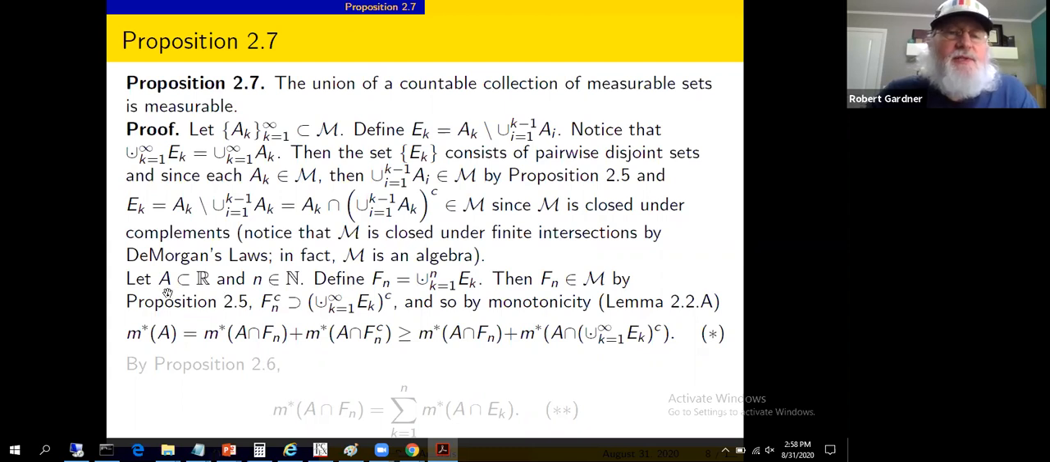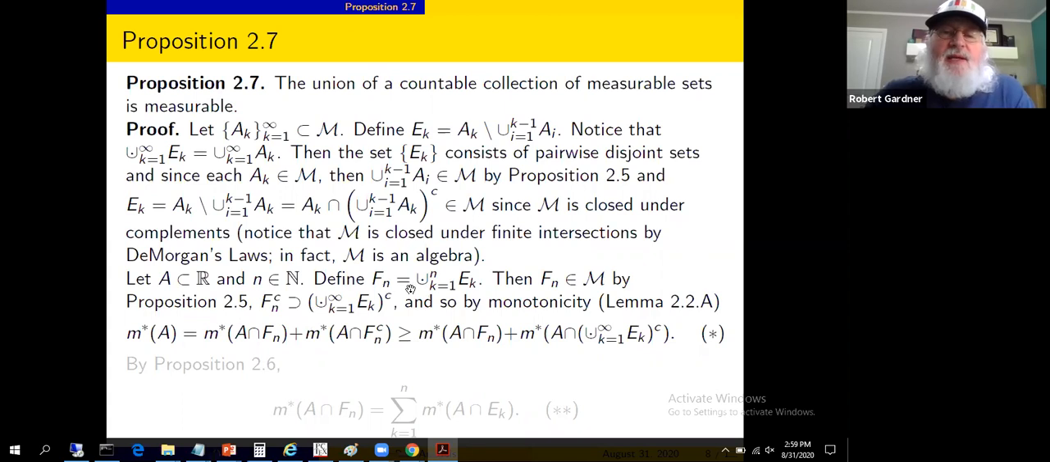So to address measurability, let A be a subset of the reals, let N be an arbitrary natural number, define F sub N to be the union from 1 to N of the E sub k's. The E sub k's are a disjoint union. So that just gives a name to the union of these things. F sub N is then measurable because each of the E sub k's are measurable. Finite unions of measurable sets are measurable, closed under finite unions. Proposition 2.5 is what that was. That allows us to draw this conclusion. Let's elaborate on that a little bit.